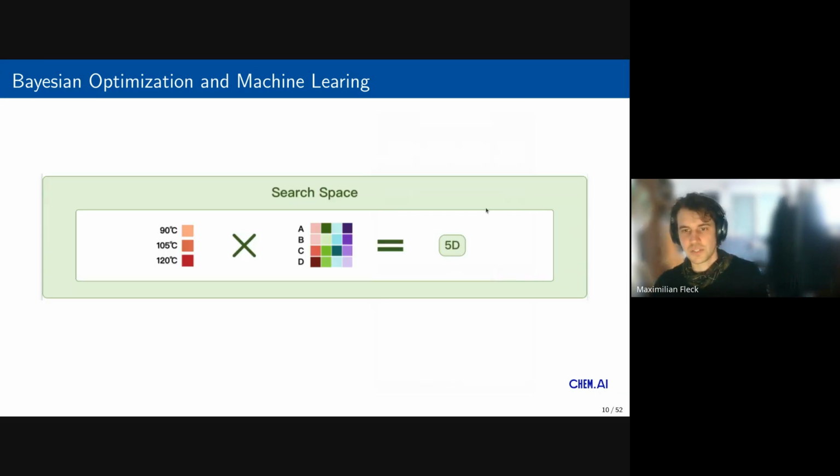When you have your representation of your molecule and your temperatures, you combine them into a search space. Because the molecules A, B, C, D are represented in 4 dimensions, you end up with a 5D search space. This 5-dimensional vector is then the input for the Gaussian process. So we're using the representation of the molecule, not the discrete molecules. In this case, we have 12 combinations like this, so this full search space is 12 times 5.